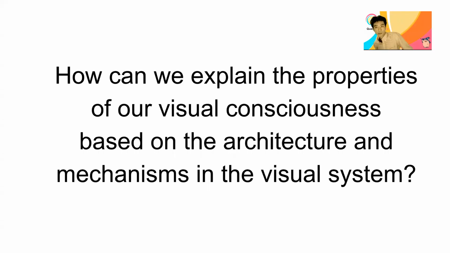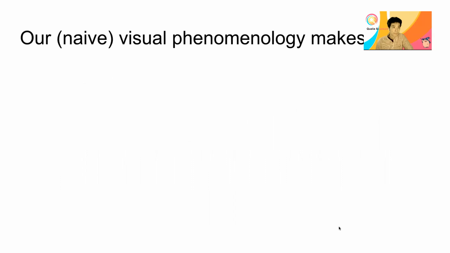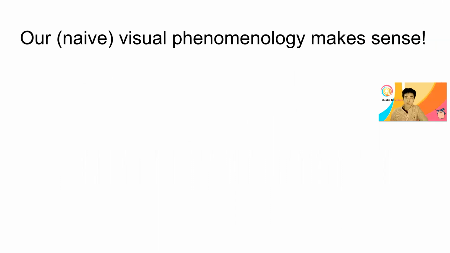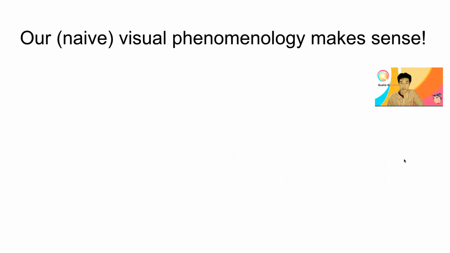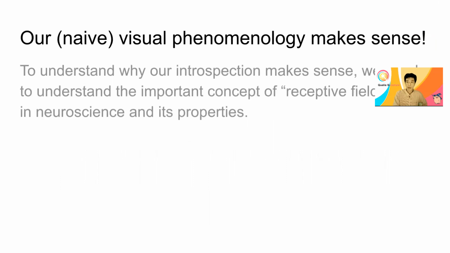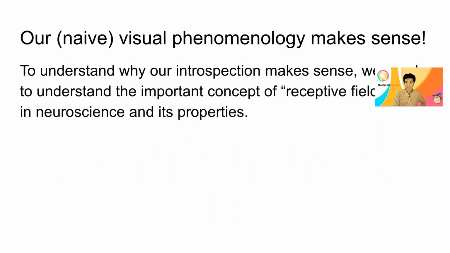How can we explain the properties of our visual consciousness based on the architecture and mechanisms in the visual system? Our naive visual phenomenology actually makes sense. That's the conclusion from the last video. But there was some problem.